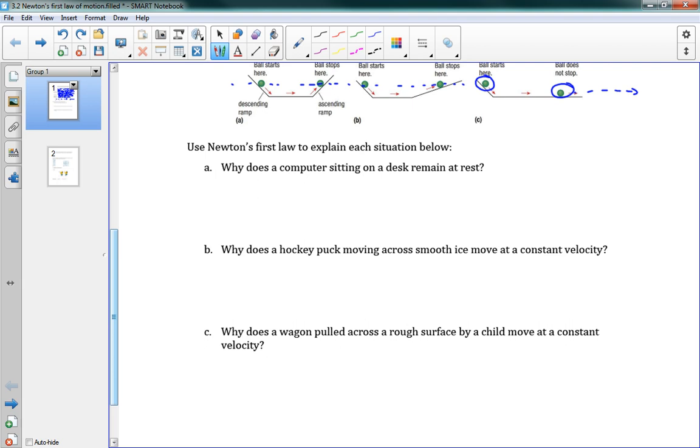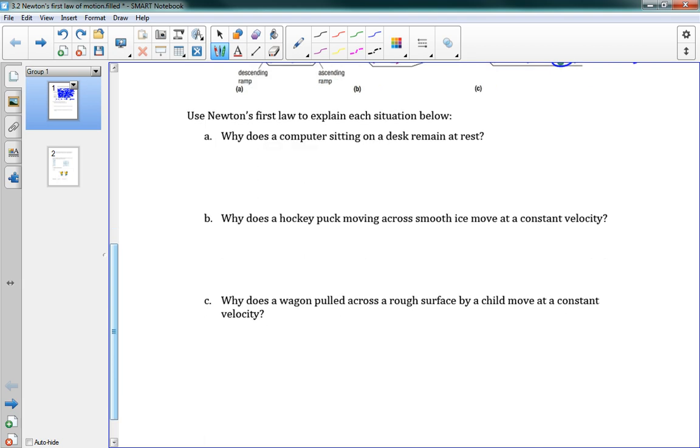Okay. We're going to use Newton's first law to explain each of these situations below. First off, why does a computer sitting on a desk remain at rest? Okay, I'm going to draw a little system diagram of this situation here. Here's my little computer. Doesn't look much like a computer. That's fine. There's my computer sitting on a desk.